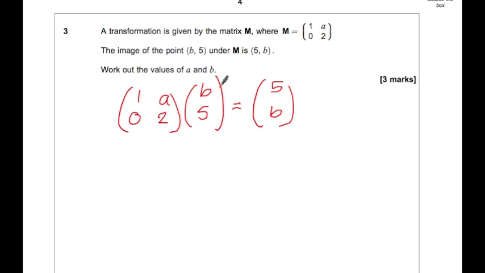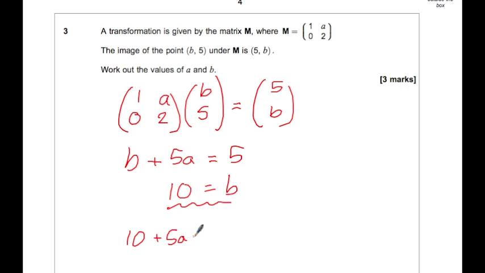So generally now what we're going to do is, let's see what we get when we times this out, and that's going to give us 2 simultaneous equations. So 1 times b is b, plus a times 5 is 5a, and that's going to give us 5. And then the next entry would be 0 times b, so nothing, plus 2 times 5, which is 10, equals b. So we've got that b equals 10 straight away, and then we can sub that into the first one to find a. So 10 plus 5a equals 5, so 5a equals -5, so a is -1.